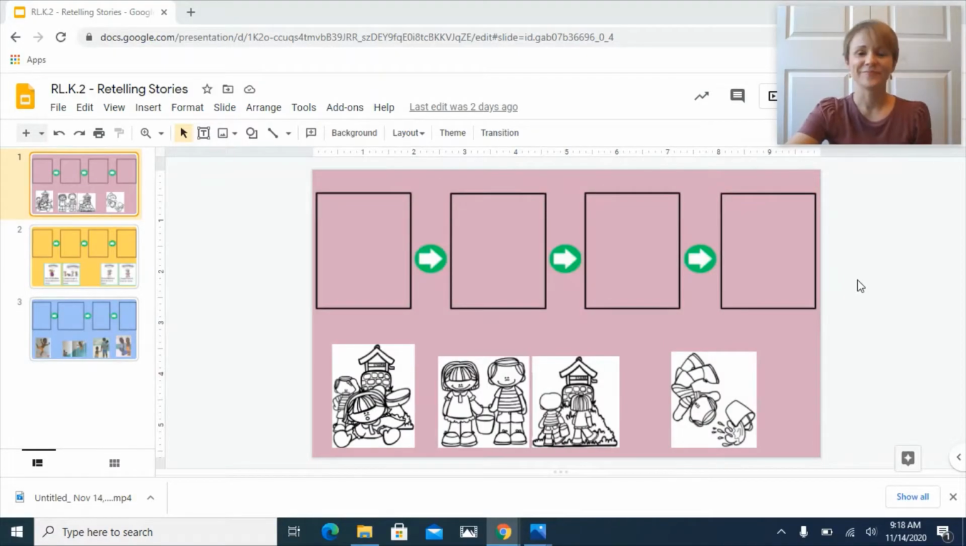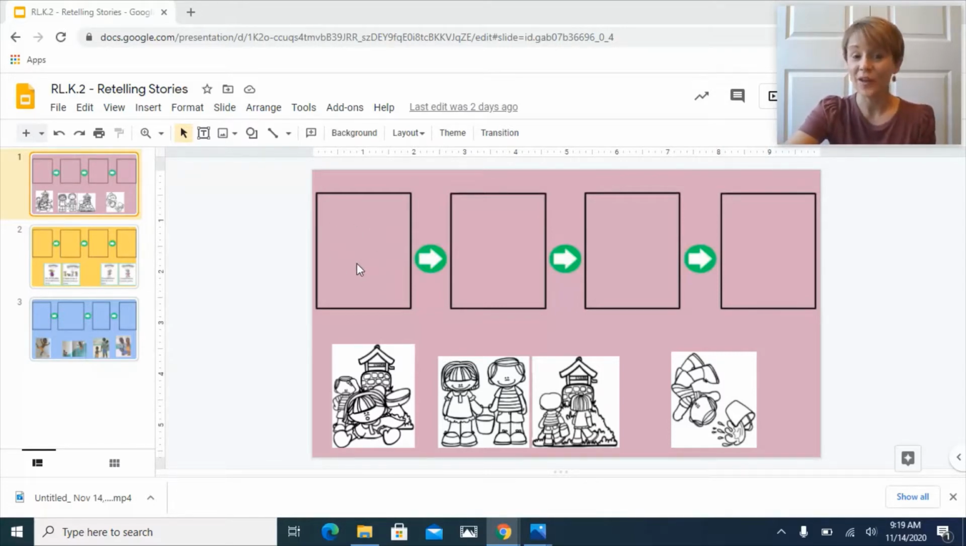Let's look at a flow map and put those events in order to retell the story of Jack and Jill. So friends, these boxes with the arrows in between are my flow map. And just like when we read, we're going to start here on the left and move toward the right. So the first event in our nursery rhyme would go here.